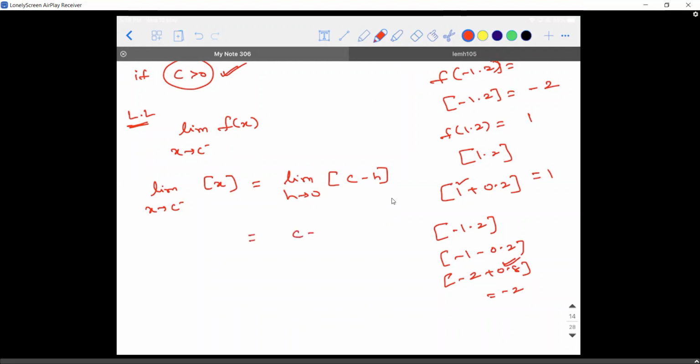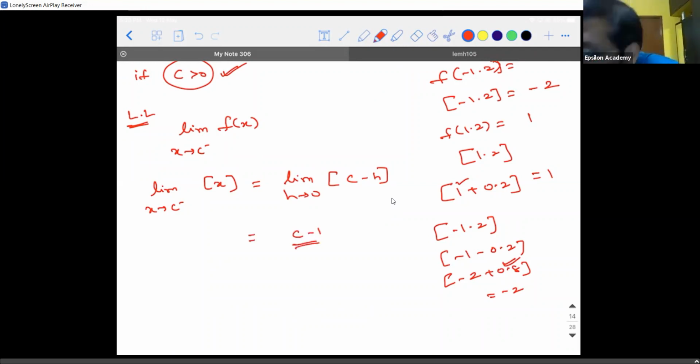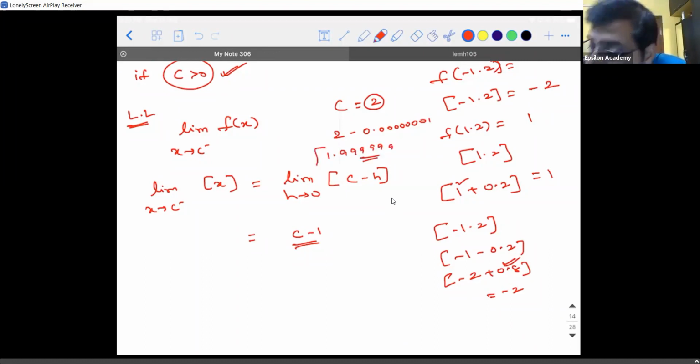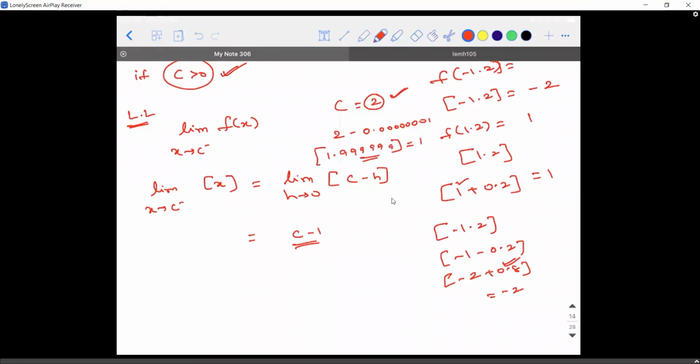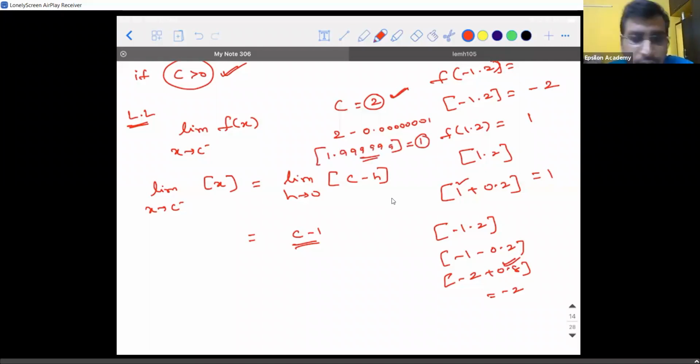It is c minus 1. Why? Because if I take, let's say, c as 2, then 2 minus 0.00000 something is going to give us 1.99999 something like this. What is the greatest integer of this? It is 1. But what is the value of c you have taken? 2, no? How is this 2 and the output related? Is it not 2 minus 1? So it is c minus 1.